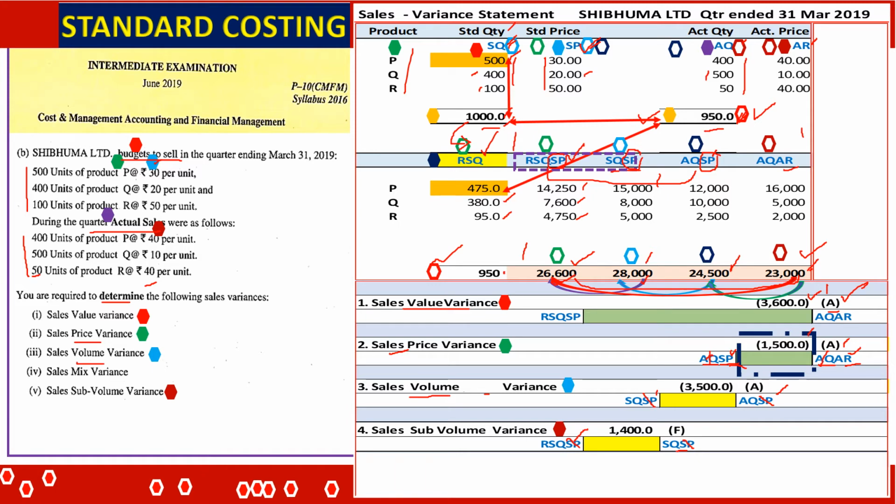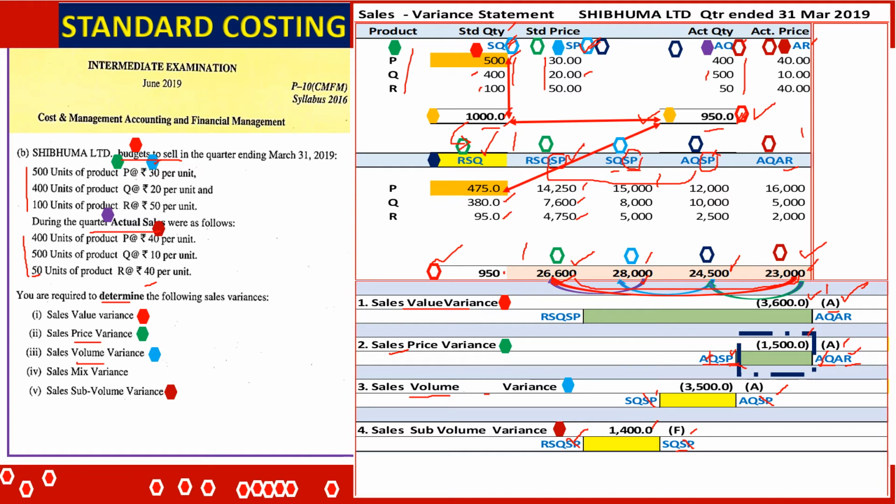Now, if you look into, it is 28,000 minus 26,600. The difference is 1,400 plus. If sales becomes plus, it becomes favorable. Therefore, we are putting it as F. If we look at this, same logic which we indicated here, RSQSP minus SQSP, SP common, therefore RSQ minus SQ is sales sub-volume.